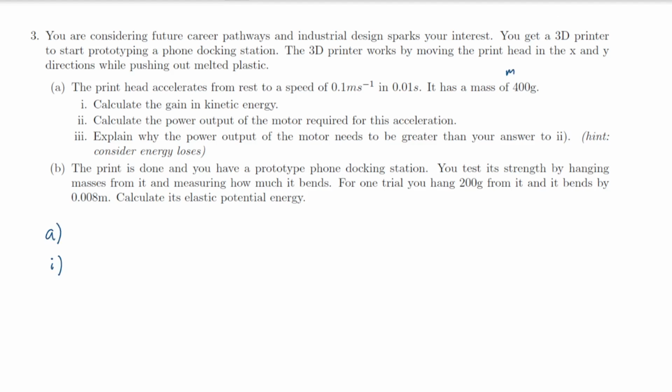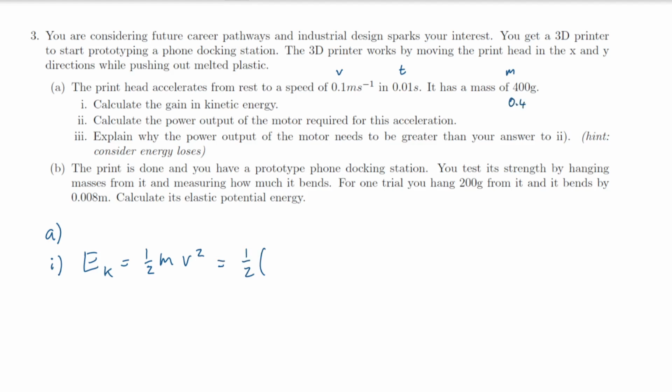So we're given a mass and we are given a speed. We're also given a time. Now, kinetic energy, we know it relates to the mass and speed of an object by half mv squared. So we can substitute in mass and in speed to solve for kinetic energy. So in this case, half times, is it 400?